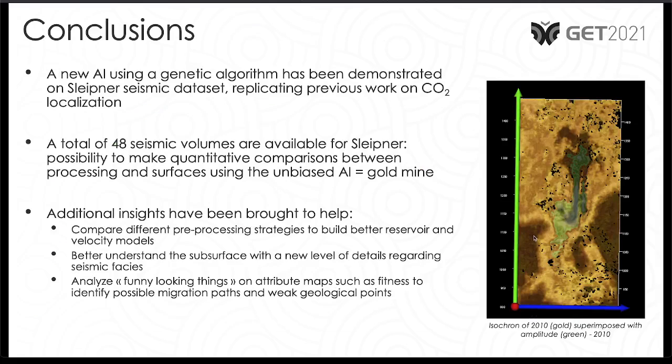So in conclusion, this AI has been used successfully to replicate results on CO2 localizations. It's been helpful to check the different reprocessings, but very interestingly, you can also look for migration paths eventually and see where the CO2 can move when you look at the baselines. You can really better understand the subsurface. And finally, it would be very interesting to process all the 48 volumes and compare all the geopopulations, run statistics, and even compare the attributes.